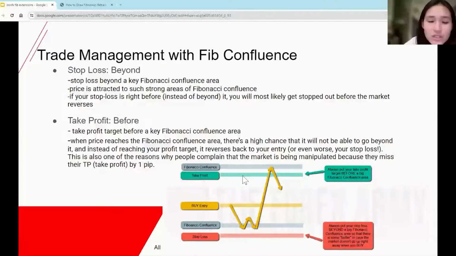The reason for this is because when price reaches the confluence area, there's a high chance that it will not be able to go beyond it. And instead of reaching your profit target, it might reverse back to your entry or even worse, your stop loss right before it reaches your take profit. So that's also one of the reasons why people complain that the market is being manipulated, because they miss their take profit by 1 or 2 pips.